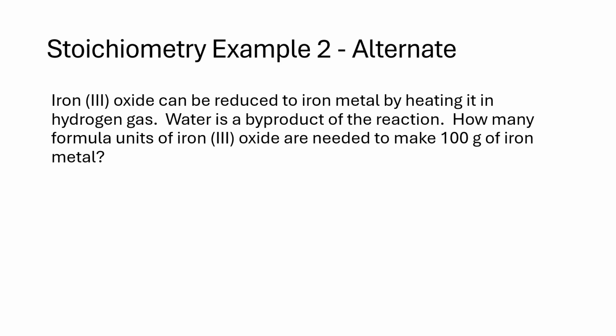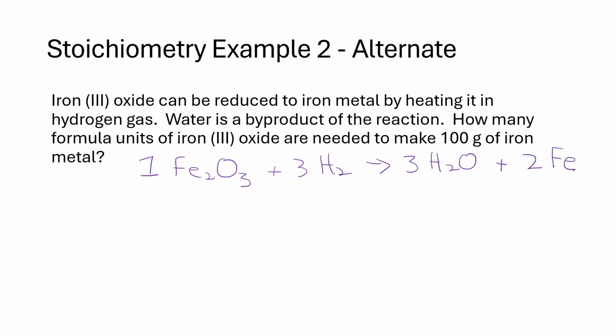For the alternate way of working this problem, we're still going to need the balanced equation. The balanced equation was 1 Fe2O3 reacts with 3 hydrogens to make 3 waters plus 2 irons. And let's see, we're going to start the exact same way. We were given 100 grams of iron, so I'll start off with 100 grams of iron.